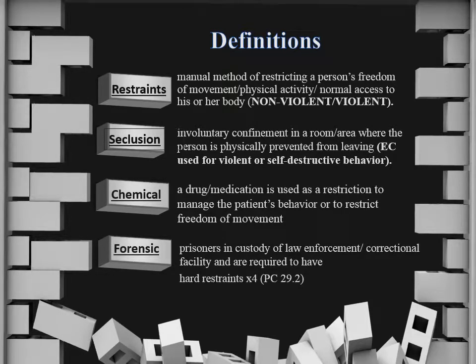And then you also have your forensic restraints, which is for prisoners in custody of law enforcement or a correctional facility, and they are required to have hard restraints on all 4 extremities. If you'll notice in the parentheses, you have PC 29.2. This is the exact policy that covers the forensic restraints. And I will go in further detail on what the nurse is responsible for with forensic restraints here momentarily.